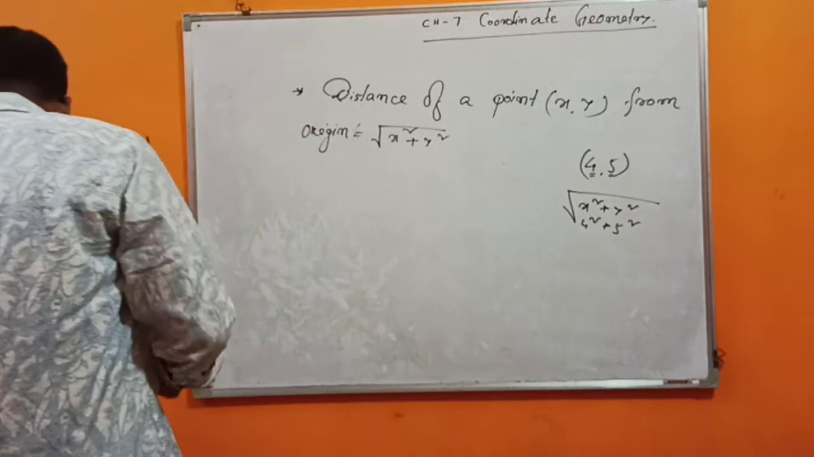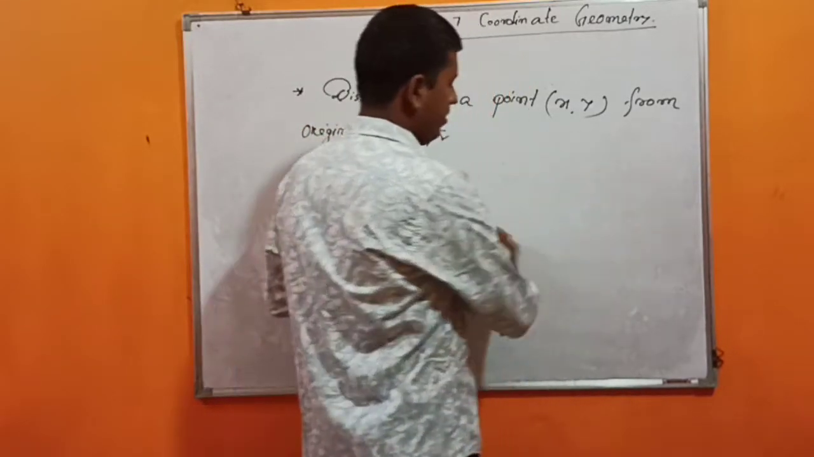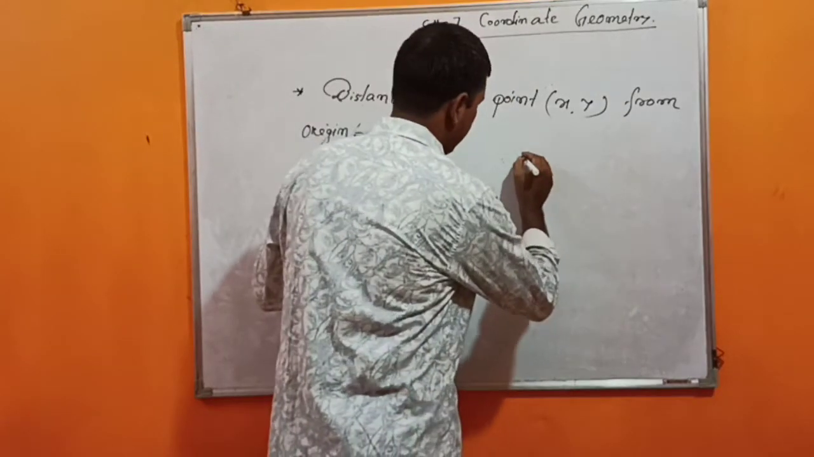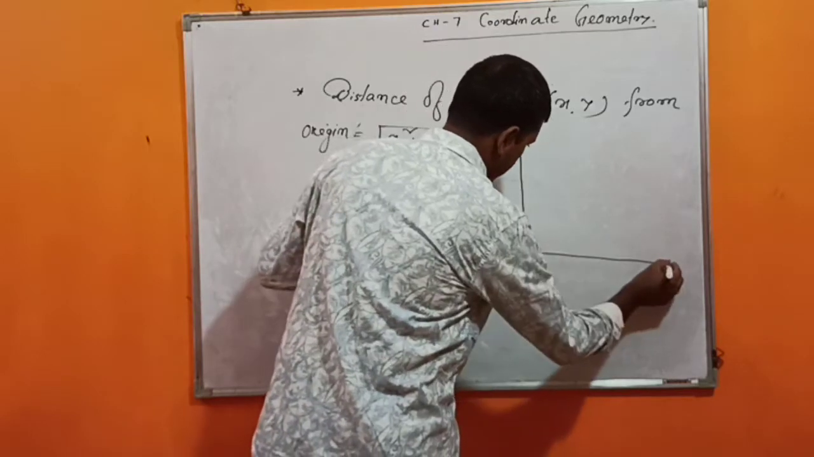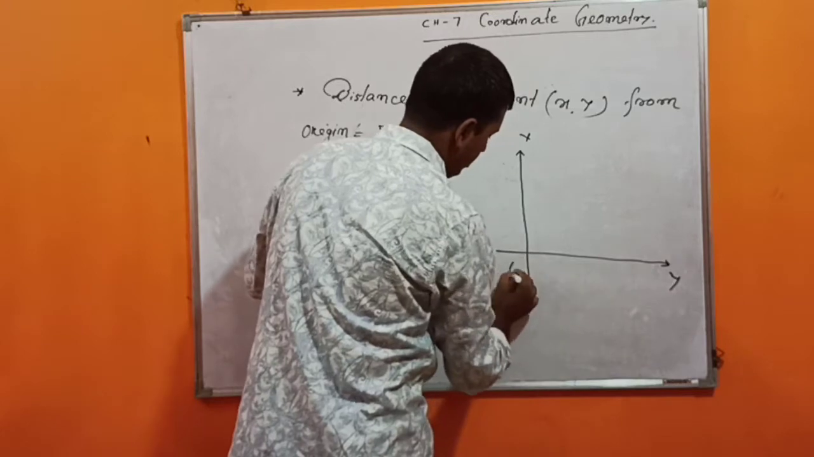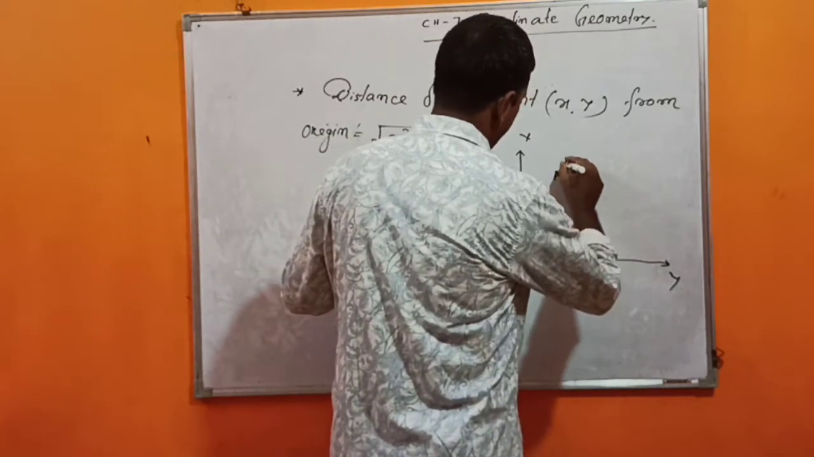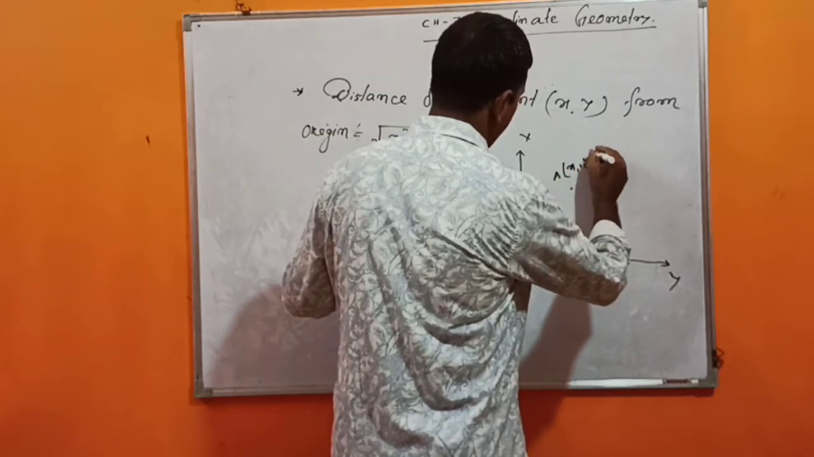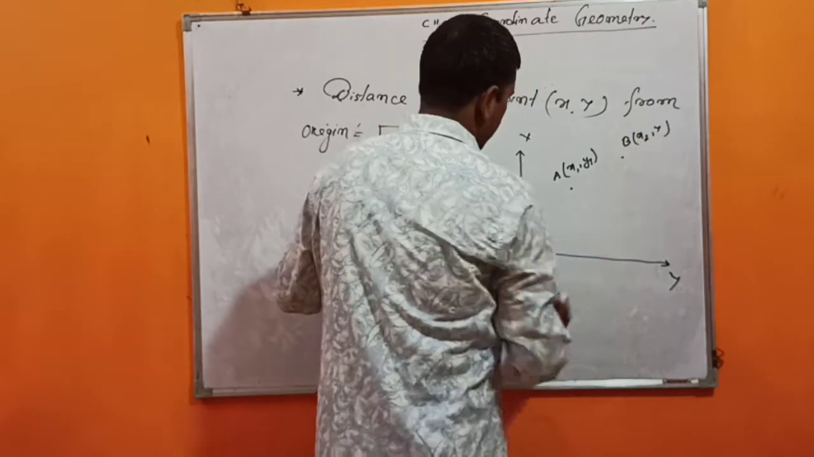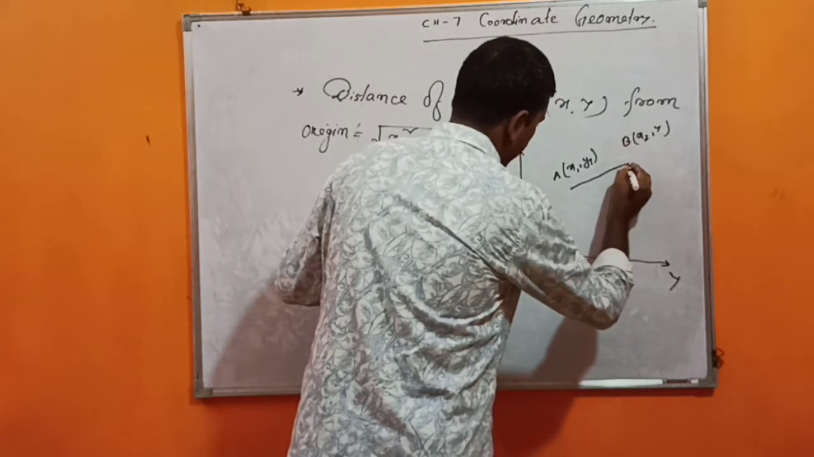So distance of a point from origin will be root over x square plus y square. So distance between the 2 points. Let us assume this is x axis and y axis and this is origin. If the coordinate of a point A is given as x1 y1, and another coordinate B is x2 y2, we have to find the distance between A and B.